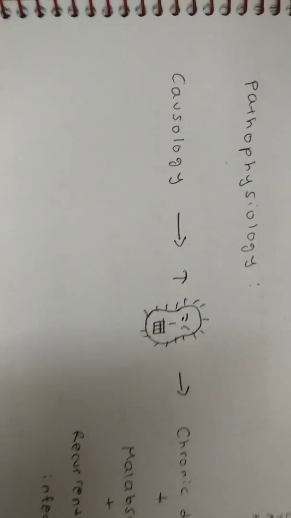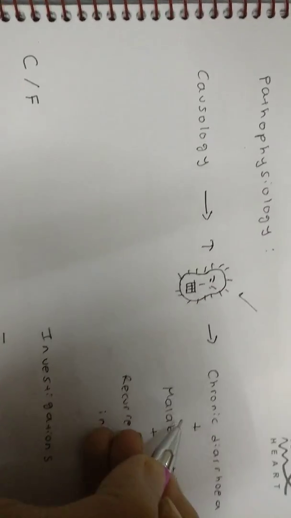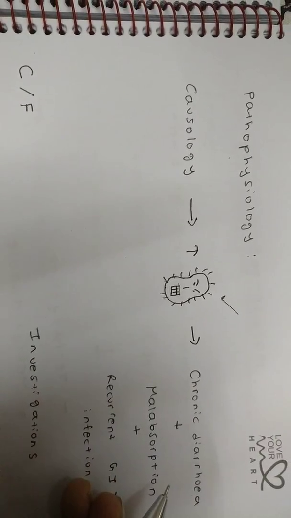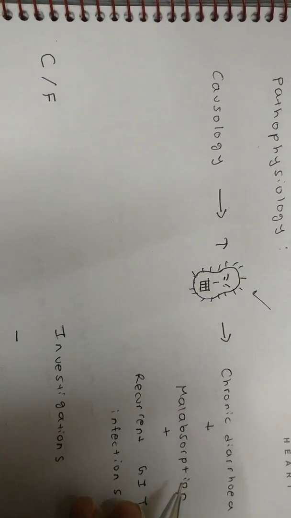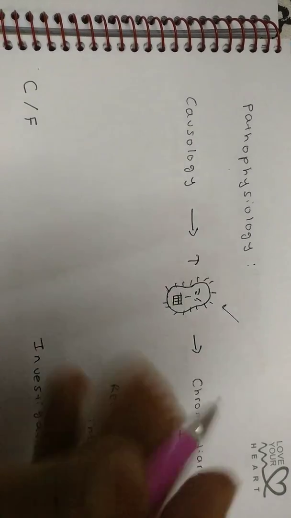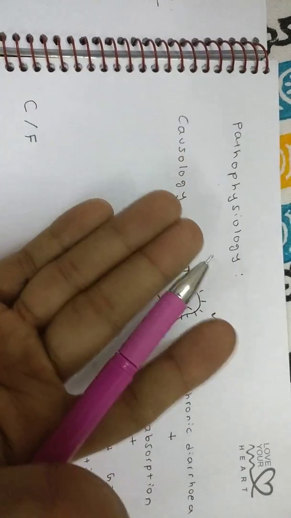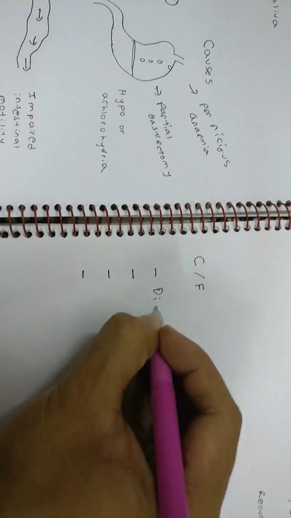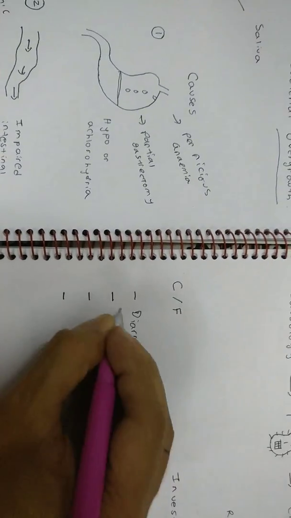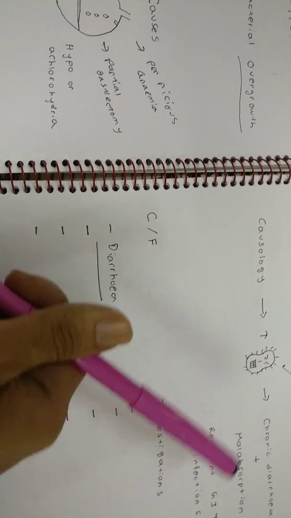Now, what happens here is that due to these causes, the amount of bacteria increases, and these bacteria usually produce symptoms in the body, like chronic diarrhea, malabsorption, and recurrent gastrointestinal infections. Therefore, we can already see that due to all of these causes, the person will get a lot of clinical features. For example, now if I write 4 features, first comes diarrhea.